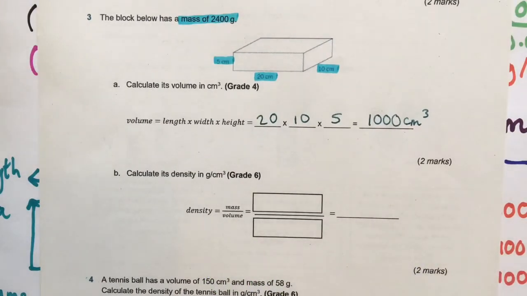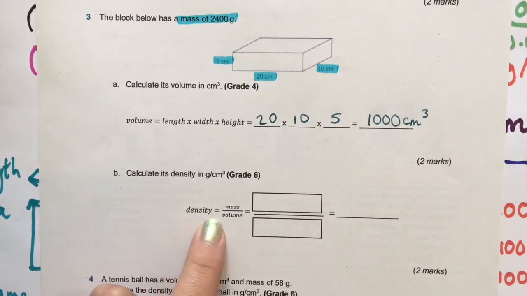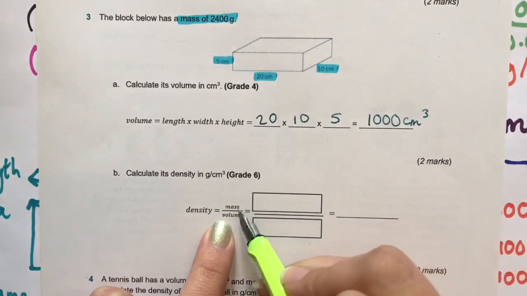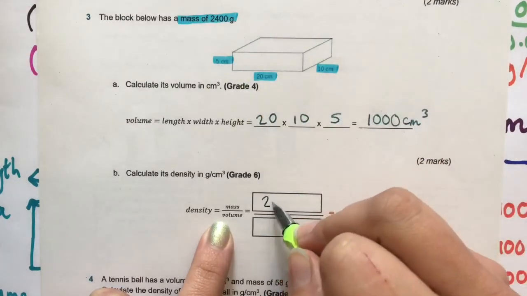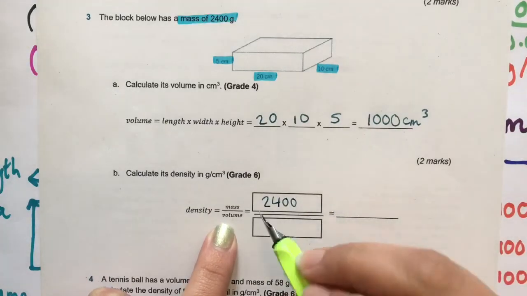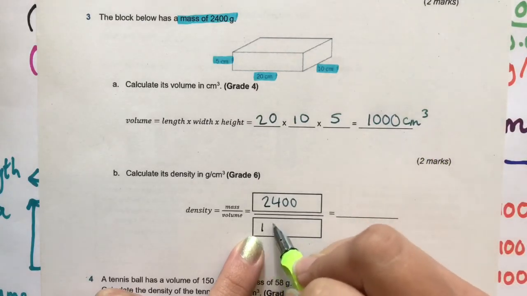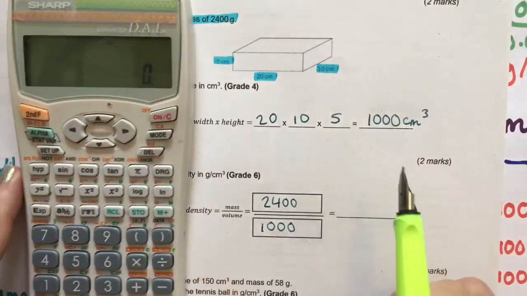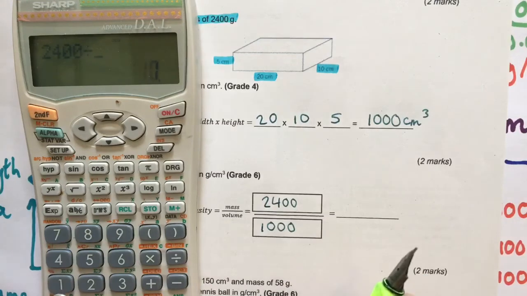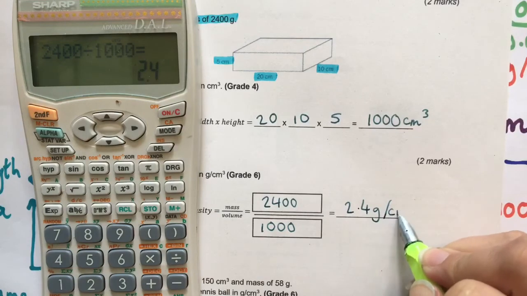Now it's asked us to calculate its density in grams per centimetre cubed. So we've got the equation again. Density is equal to mass divided by volume. So the mass is going to go in this box, and we've highlighted up here it's 2,400 grams. The volume goes in this box, which we've just worked out is 1,000. So if we do mass divided by volume, 2,400 divided by 1,000 gives us 2.4 grams per centimetre cubed.